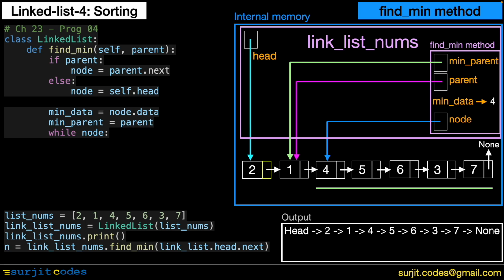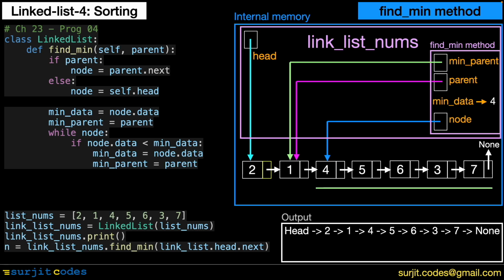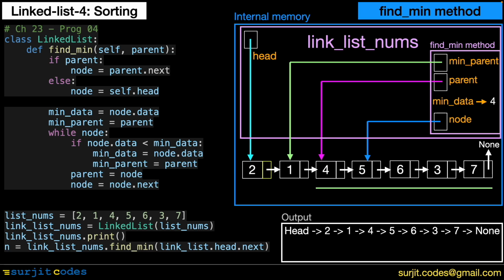We save the data of the current node as min data and its parent as the min parent. Starting with node 4, we scan all the nodes in a while loop. Whenever the data value of the node is less than the saved value in min data, we revise both min data and min parent. We then move parent to node and node to the next position. In the next iteration again, the if statement is false. We move parent to node and node to the next position.